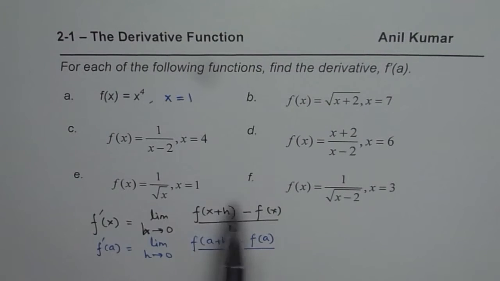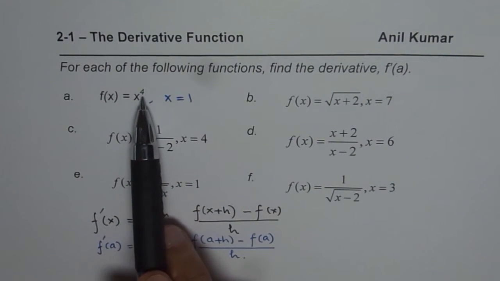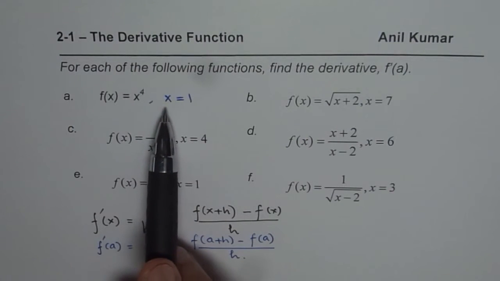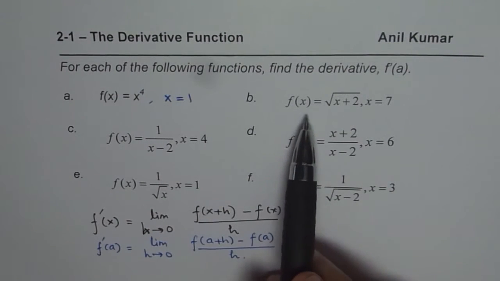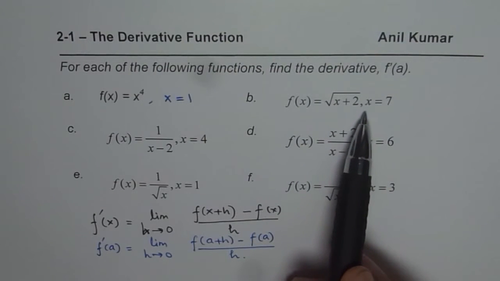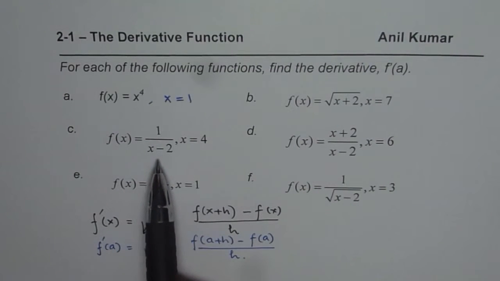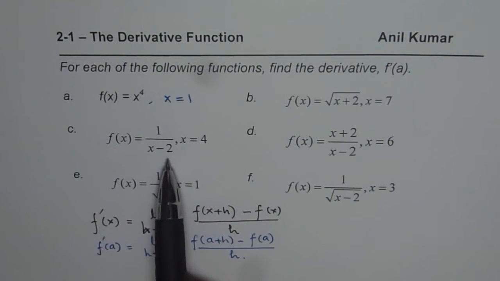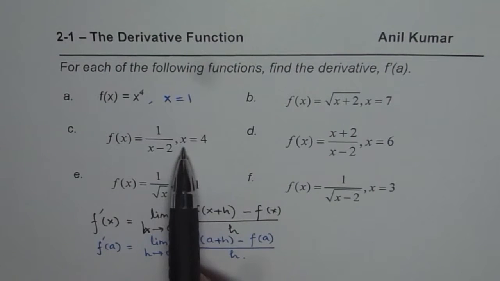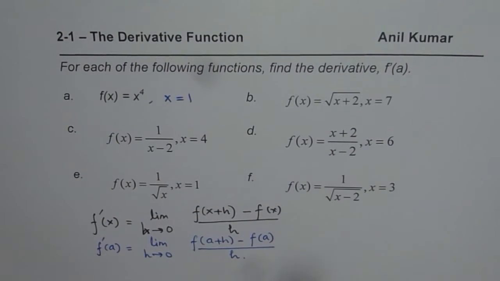These are 6 questions. First one is a polynomial. F of x equals to x to the power of 4. You need to find derivative at x equals to 1. The second one is the square root function. F of x equals to square root of x plus 2. Need to find derivative at x equals to 7. Then we have a reciprocal function, 1 over x minus 2. The point of interest is x equals to 4. Then rational function x plus 2 divided by x minus 2. Need to find derivative at x equals to 6.